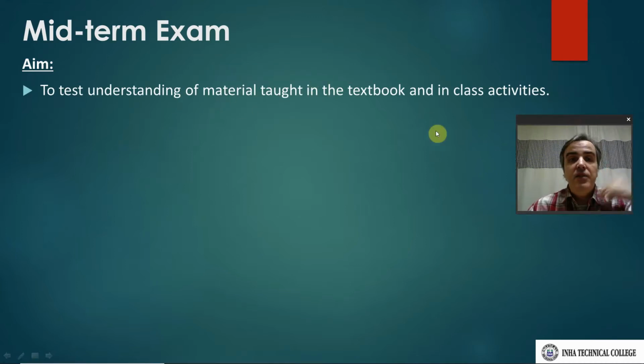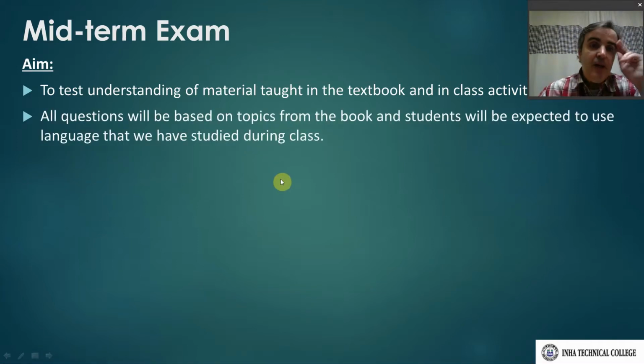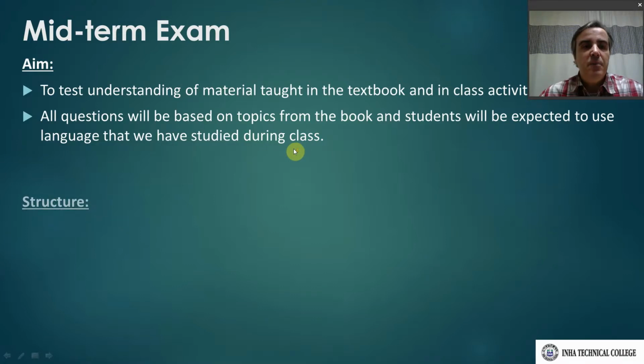So the aim is to test the understanding of the material taught in the textbook and in our class activities. The three parts of the exam are all things that we've done in video lessons and assignments already. So it's just about practicing these things. All the questions, as you know from last week, are based on the topics that we've studied from the book. I will be expecting you to use the language that we practiced through the book and through the video lessons. That is important.